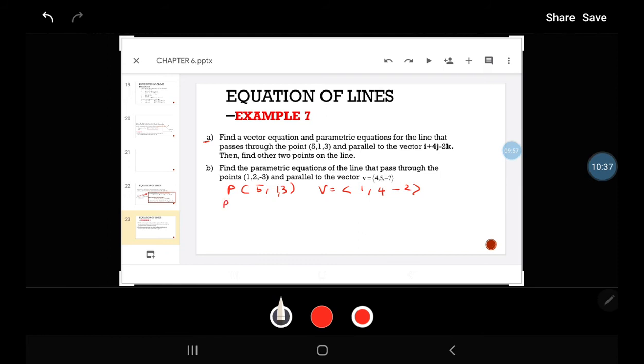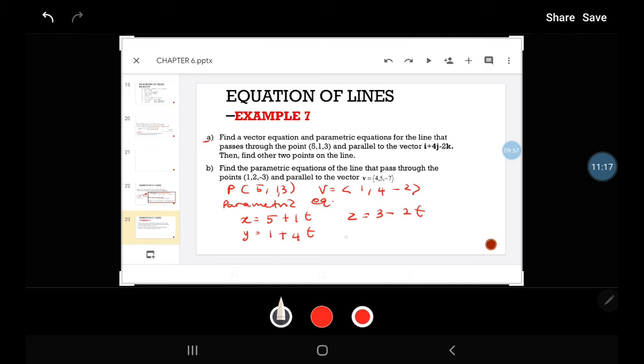Okay, so parametric equation is the point plus the vector and t, that's all. So x is 5 plus t, and y is 1 plus 4t, and z is 3 minus 2t. So this is your parametric equation.